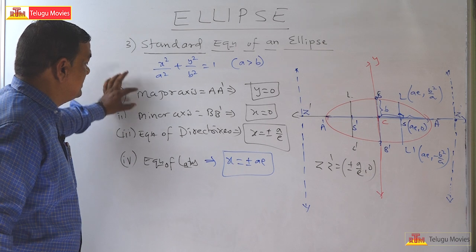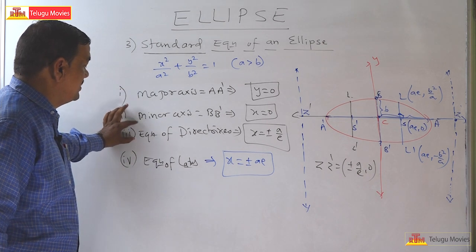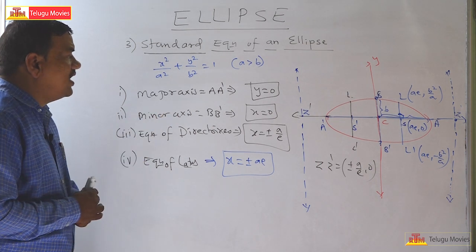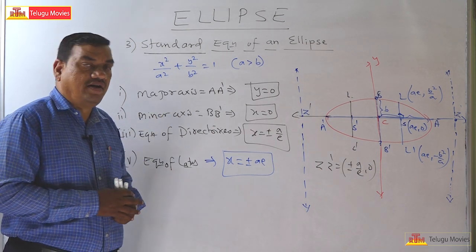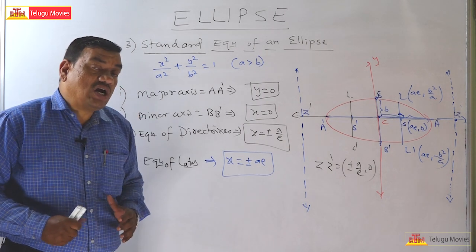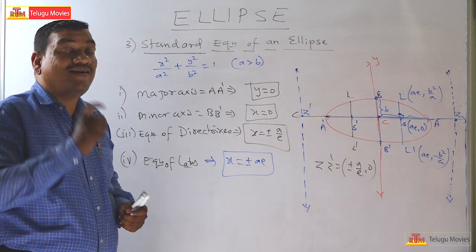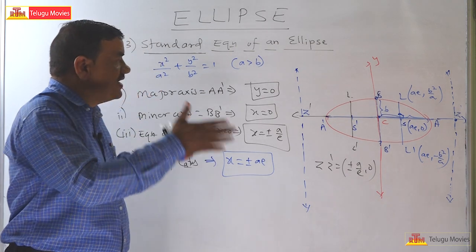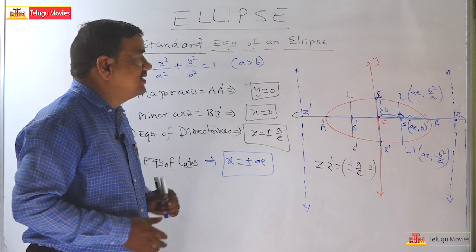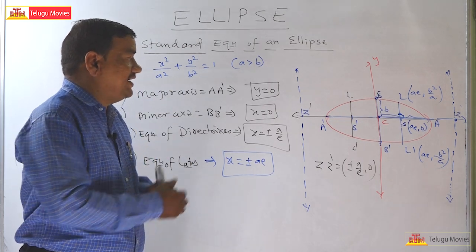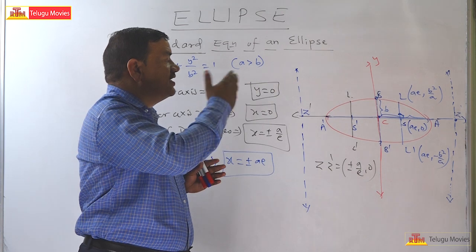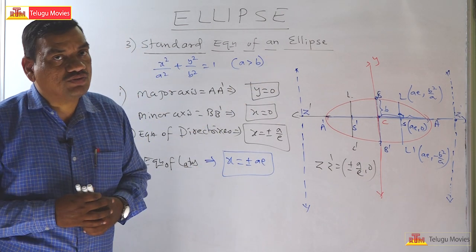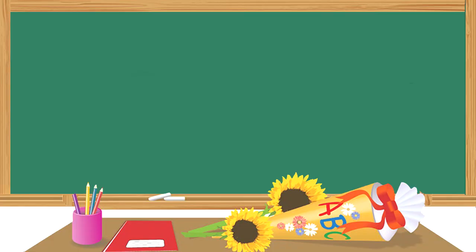So, we got major axis, minor axis, equation of the directrix, equation of the latus rectum, all the equations we got. Okay, now next. Our next concept is we are going to see the lengths. What are the lengths we have? The length of major axis, length of minor axis, length of the latus rectum, and distance between the center to the foci, center to the vertex, center to the directrix. All those things we are going to see now.